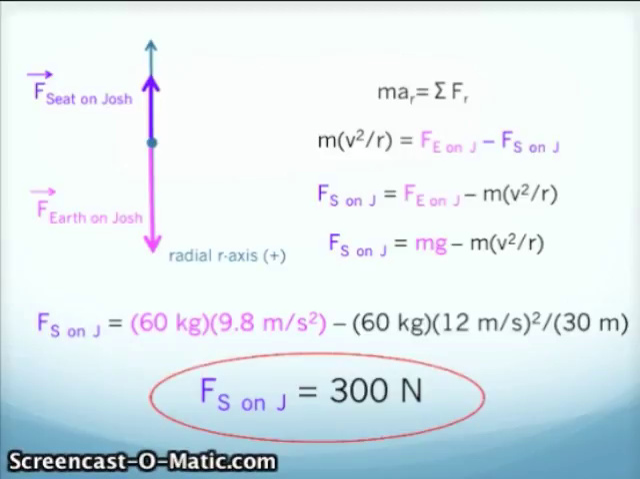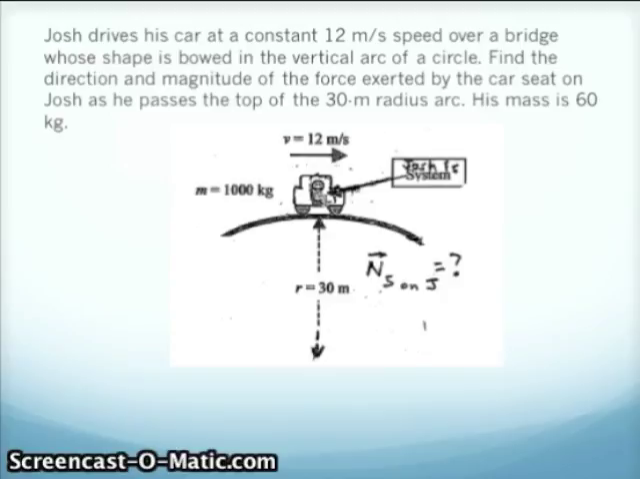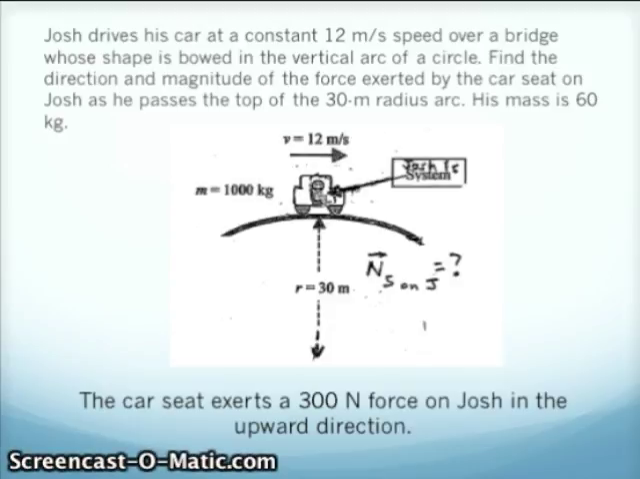So going back to our problem, we're going to see that this was what we were looking at, and we had all our givens that we plugged in earlier. If we answer the question, which was to find the direction and magnitude of the force exerted by the car seat on Josh as he passes the top of the 30-meter radius arc, then we get our answer: the car seat exerts a 300 Newton force on Josh in the upward direction.